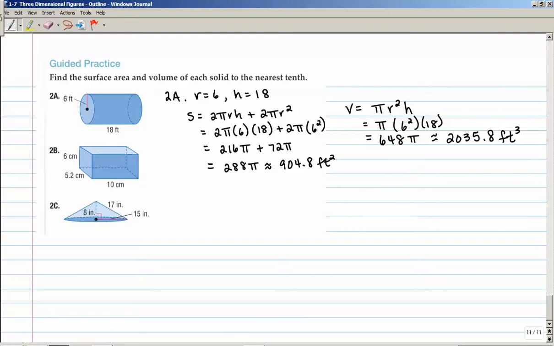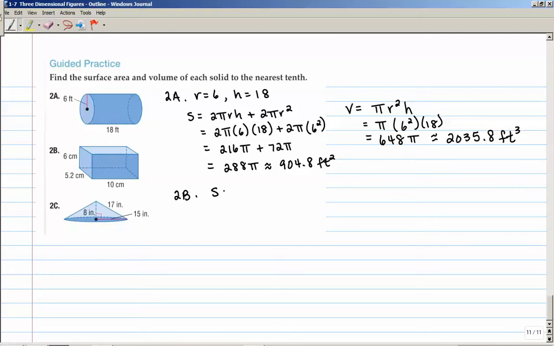Okay, my second example here, 2b, this is a rectangular prism. A rectangular prism can be a little difficult because it actually has 3 pairs of parallel congruent faces. I could consider the top and bottom the bases, I could consider the front and back the bases, or the left and right sides. And it really doesn't matter which one you choose, you're going to get the same answer either way. So I'm going to go ahead and choose the bottom as my base.